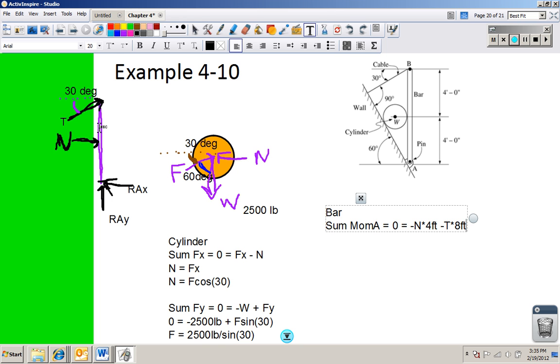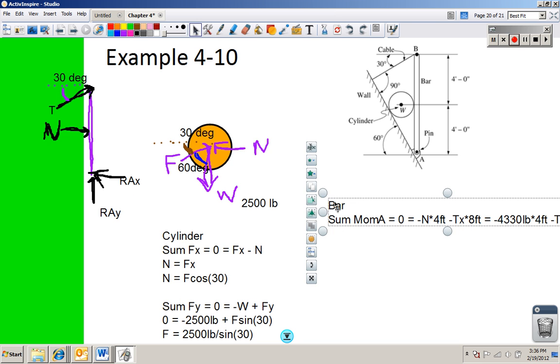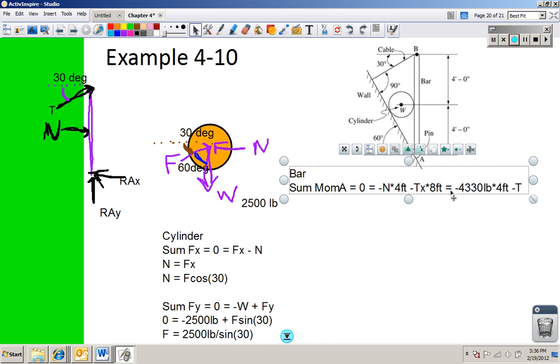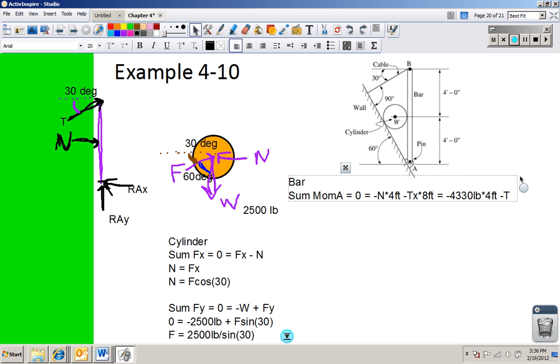Okay, so now we can do just a little bit of substituting because we do know N. So that is equal to negative 2,500 pounds. Nope, that wasn't right. It was 4,330 pounds times 4 feet minus T, and this is actually the x component of T. Okay, so I'm just going to slide this over so I have a little more room and you can see what's going on here. So we'll say 0 equals minus T times, that will be the x component of that T is right here, so it's cosine 30 degrees, times 8 feet.